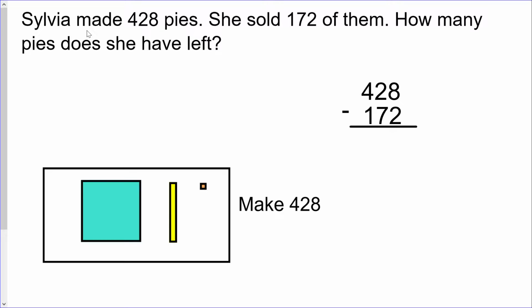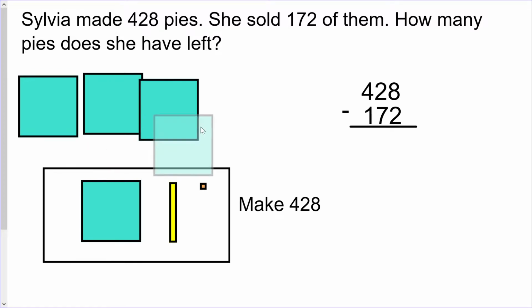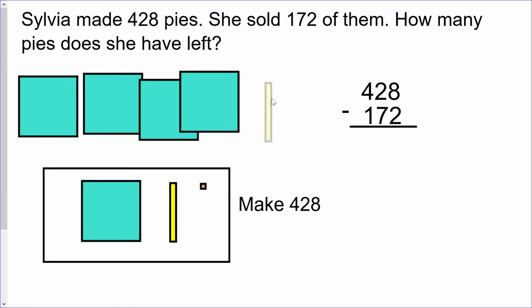All right, Sylvia made 428 pies. Oh, I bet she was tired after making all of those pies. She sold 172 of those pies. How many pies does she have left? If she sold the pies, did her number increase or decrease? That's right, it decreased. So let's build her 428 pies. How many hundreds? All right, how many tens?